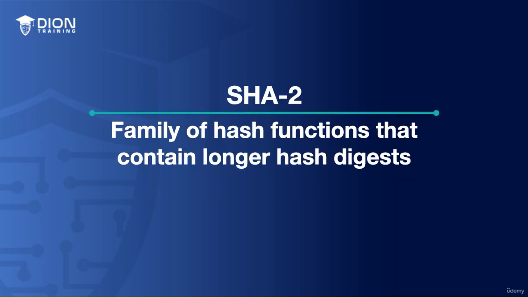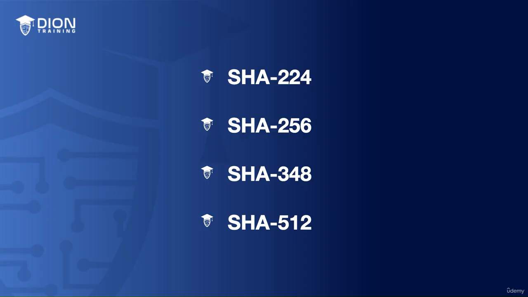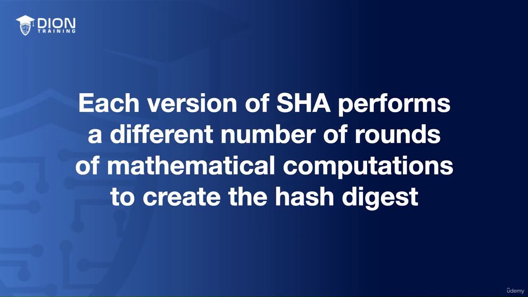SHA-2 is a family of hash functions that contains longer hash digests. This includes SHA-224, SHA-256, SHA-384, and SHA-512 hashing functions, and each of those has a digest between 224 bits up to 512 bits, as their name suggests. Now, each version of SHA is going to perform a different number of rounds of mathematical computations to create their hash digest, anywhere from 64 to 80 rounds, but you really don't need to know the specific number of rounds for each version of SHA.